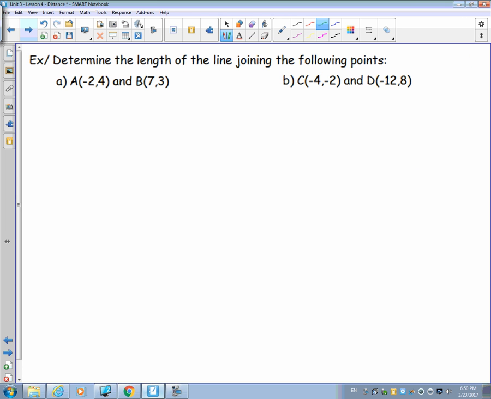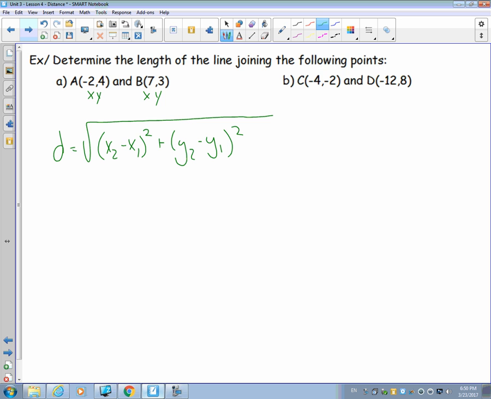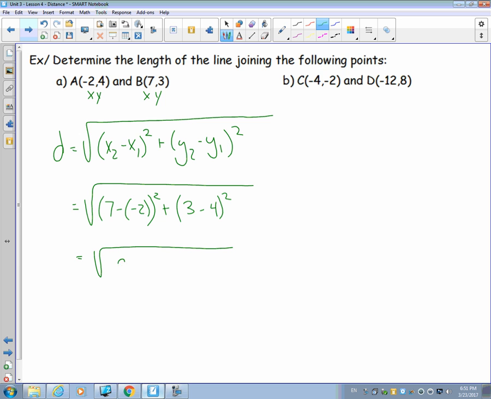Find the length of the line joining the following points. So I've got an x and a y, an x and a y. My distance equation is the big long root sign: x2 minus x1 squared, plus y2 minus y1 squared. So in our case, we're going to get x2, that'd be the number 7, minus x1, which is negative 2, squared, plus y1, 3, minus 4, squared. And we're going to follow BEDMAS. So inside the brackets, we get 9 squared plus negative 1 squared.